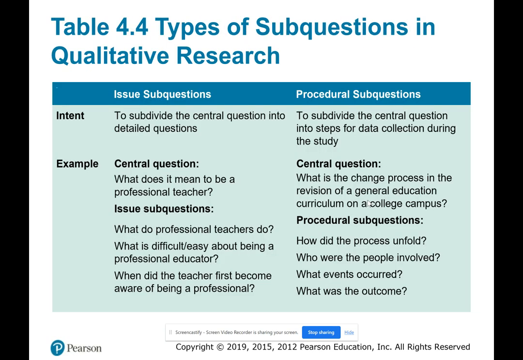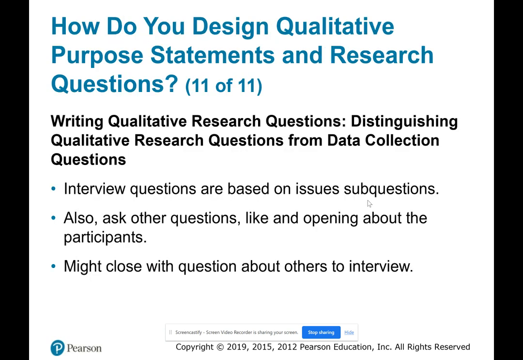Here are different examples of issue sub-questions and procedural sub-questions. The core questions you might ask may be the issue sub-questions in your study. You should ask your participants about themselves as your opening question. And you should close by asking them to suggest individuals with whom you might visit to gather additional data.